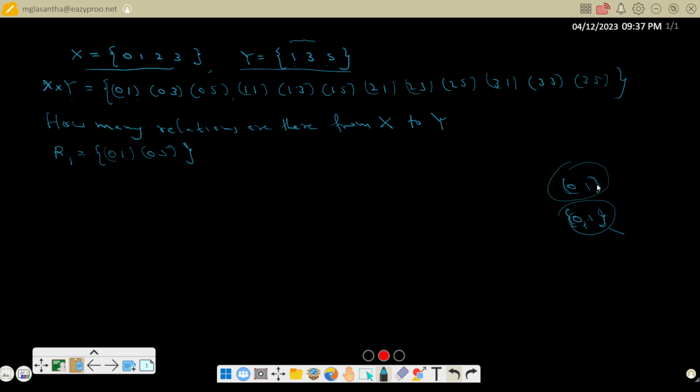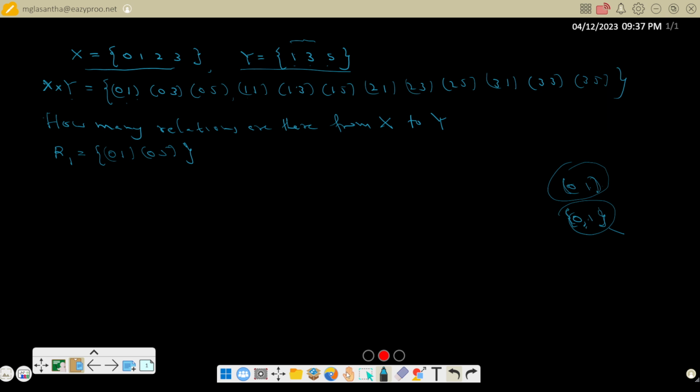Okay. Is it clear? Yes, sir. So you have to take it carefully. Now (0, 1) is a two-tuple. This is not a set. If you use a set, you have to use curly brackets.